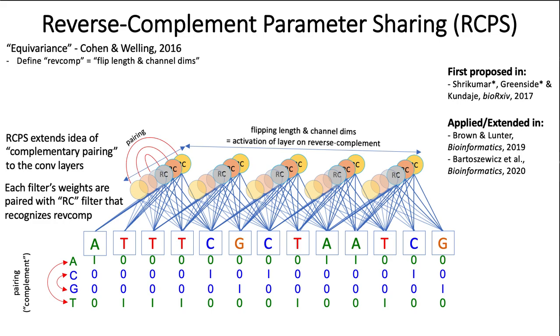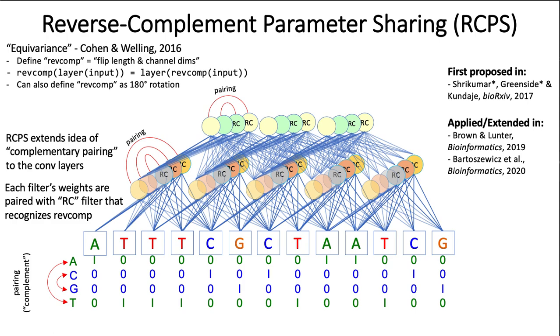Specifically, if we define the revcomp operation to mean flipping of both the length and channel dimensions, then taking the revcomp of the layer activations is equivalent to computing the layer activations on the revcomp of the input. If you find it easier, you can also think of the revcomp operation as rotation by 180 degrees, which is equivalent to flipping the input along both dimensions. The pairing of forward and reverse complement filters exists not just in the first convolutional layer, but also in higher convolutional layers. As a result, the equivariance property is maintained on higher convolutional layers.